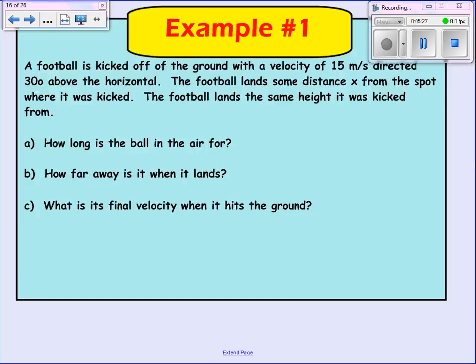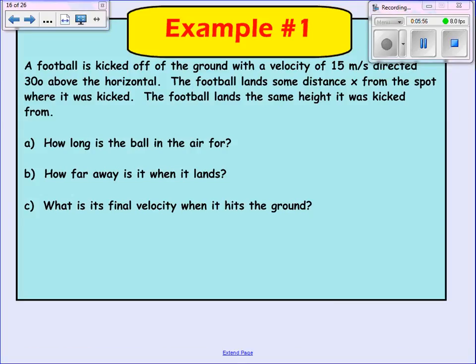Okay, consider this example number 1. A football is kicked off the ground with a velocity of 15 meters per second directed 30 degrees above the horizontal. The football lands some distance x from the spot where it was kicked. The football lands at the same height as it was kicked from. We're asked to solve for 3 questions. A, how long is the football in the air for? B, how far away is it when it lands? And C, what is its final velocity when it hits the ground?